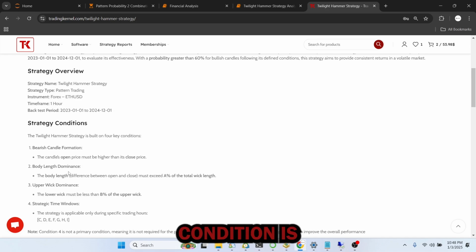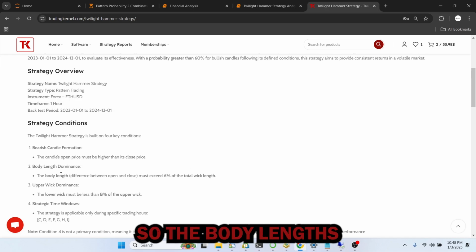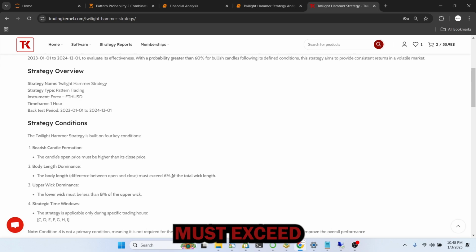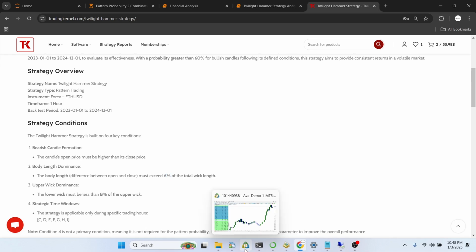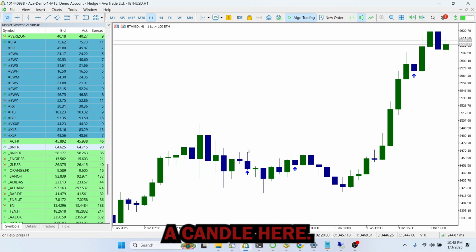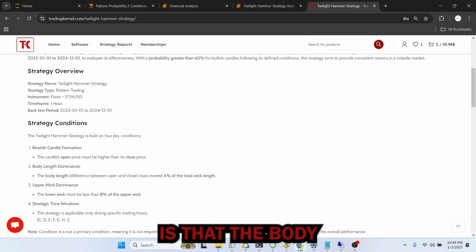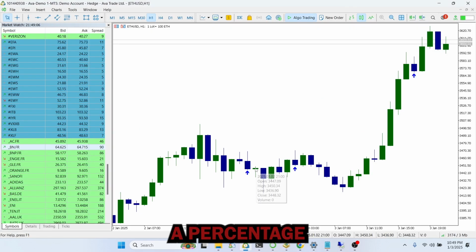Now the next condition is the body length dominance. The body length, which is the difference between the open and the close, must exceed a certain percentage of the total wick. Let me explain this. So we have a candle here. This is the body, this is the upper wick, and this is the lower wick. If we take the lower wick and add it to the upper wick, we have the total wick. And this is the body, and what it says is that the body length must exceed a percentage of the overall total wick.